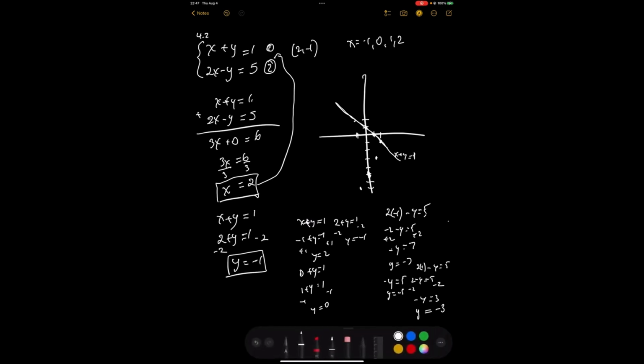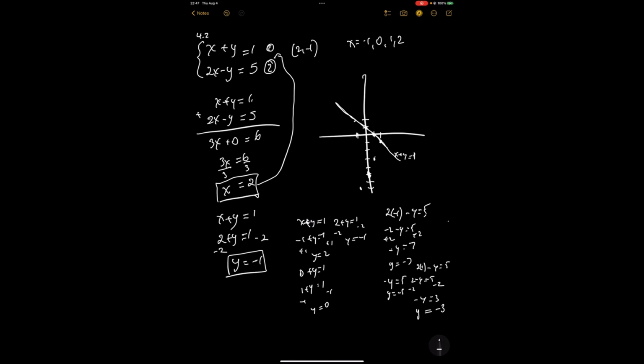Actually, let me put it better. Let me do it better so it looks like something real. At 1, we get negative 3. And then at 2, we have 2 times 2 minus y equals 5. So 4 minus y equals 5. So we subtract 4 on both sides. We get negative y equals 1. So y equals negative 1.